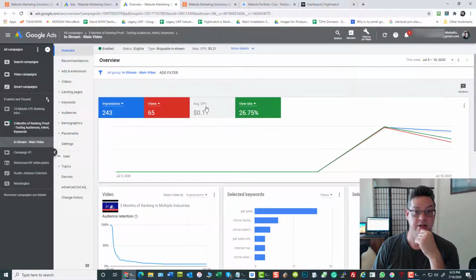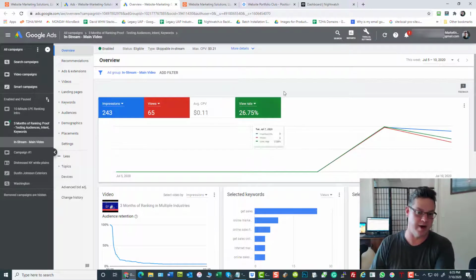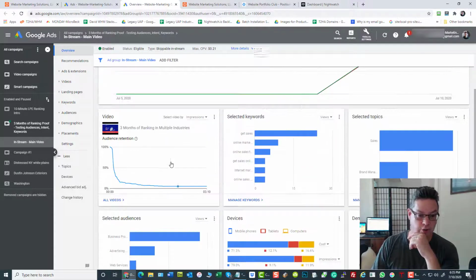11 cents cost per view. With a view rate that's still over a quarter. Like I was saying, 1 in 3, okay, fine, it's like 1 in 4, right? But isn't that nuts? So when you scroll down, this is how the audience retention looks.